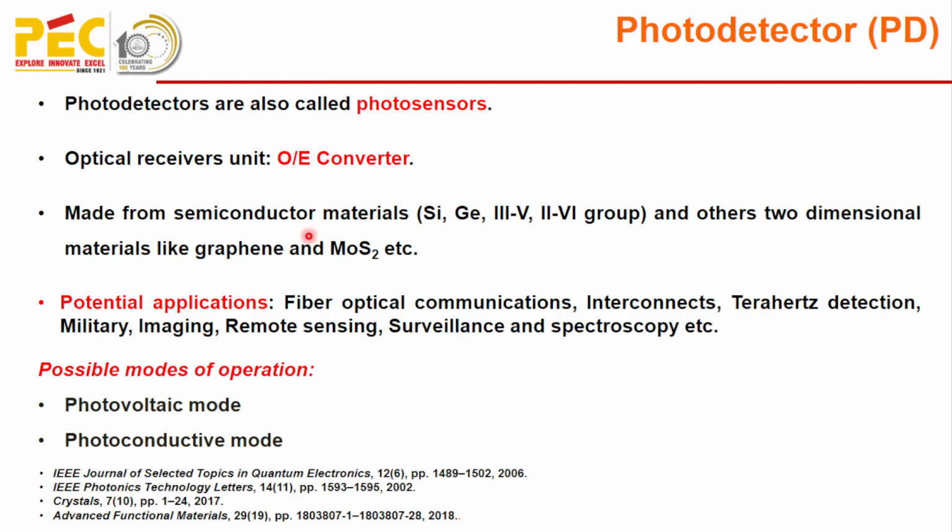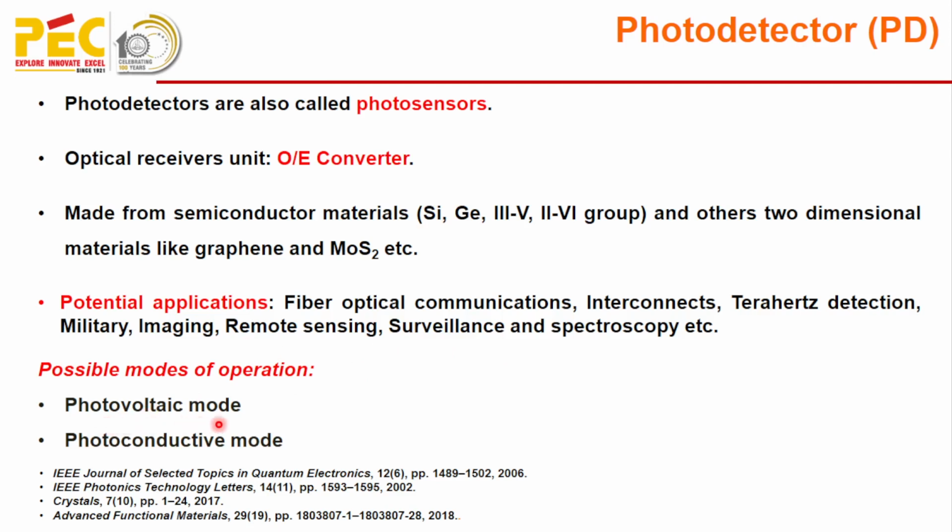Photodetectors are made from the semiconductor materials such as silicon, germanium, third-fifth group material, second-sixth group material, and nowadays we are using the two-dimensional nanomaterials such as graphene and molybdenum disulfide. Photodetectors will find their potential application in the fiber optic communication. They can be used as the interconnects. They can be used in the terahertz detection. They can be used in the multi application. They can be used in the imaging. They can be used as a remote sensing, surveillance, and spectroscopy, etc.